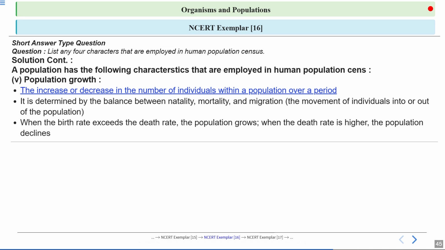Clear? Now, when the birth rate exceeds the death rate, the population grows. When the death rate is higher, then the population will obviously decline.